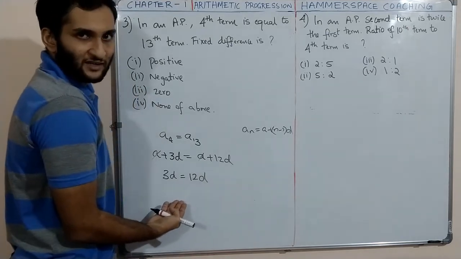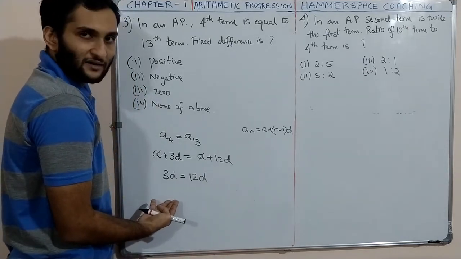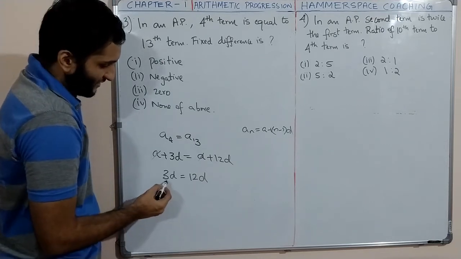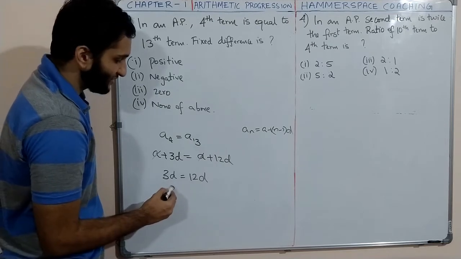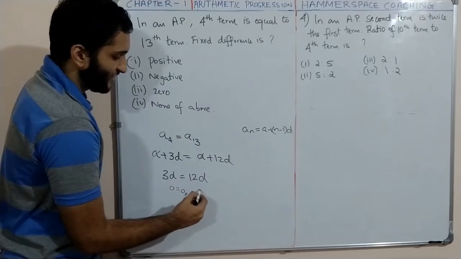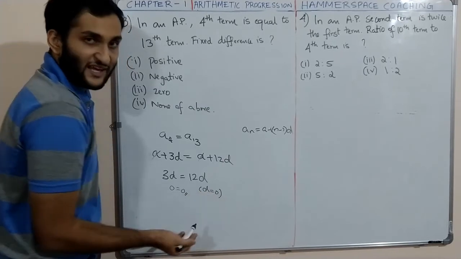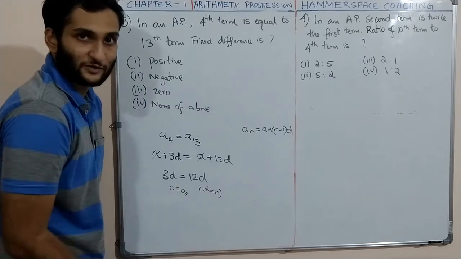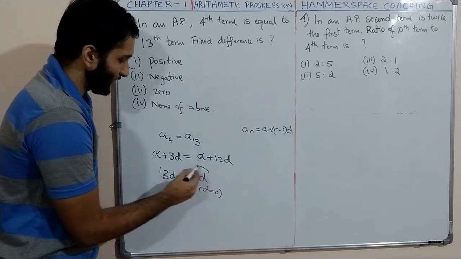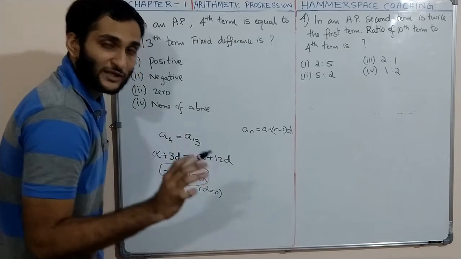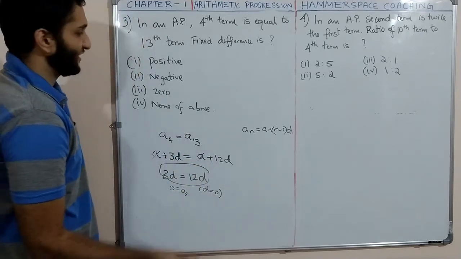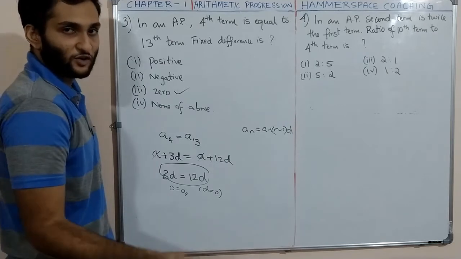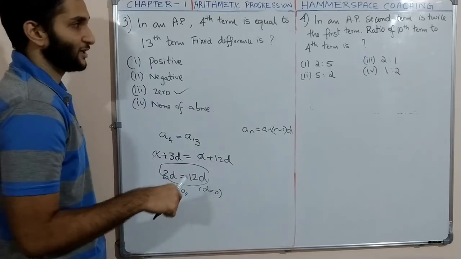If you see this equation, no number can satisfy it except 0. Why? If D equals 0, you will get 3 into 0 equals 12 into 0, hence 0 equals 0. If D equals 1, 2, 3 or minus 1, minus 2, minus 3, you will never satisfy this equation where 3D equals 12D. The only value that will satisfy is D equals 0. Therefore, the answer is 0. Look at this problem carefully. If you don't understand, ask me in the comment section below.